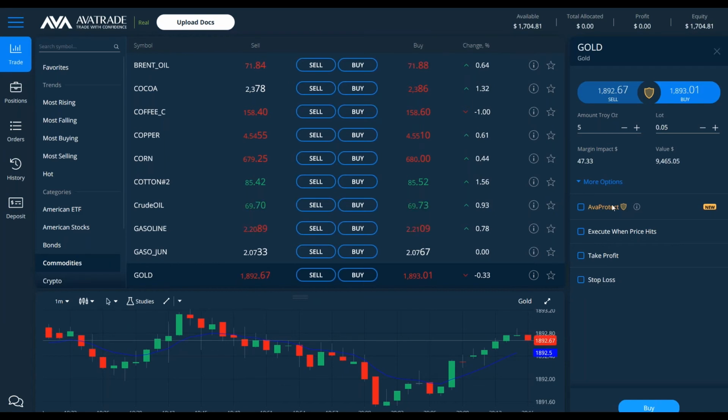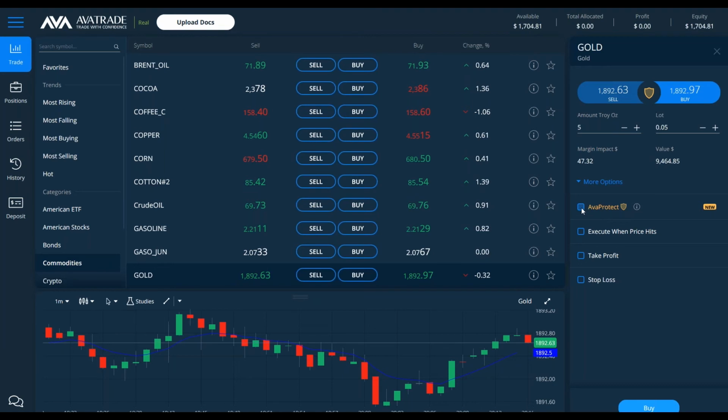AvaTrade Go, someone's asking about that. So AvaTrade Go has these same features that you see here, but it's our mobile app. AvaTrade Go is a mobile app that will trade on your MT4 and MT5 accounts that we offer. It's built by AvaTrade, and it has much of the same functionality that you see in our web trader platform. So they go hand in hand for trading on your accounts.